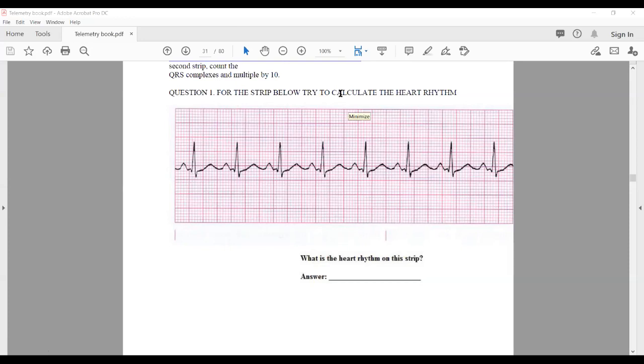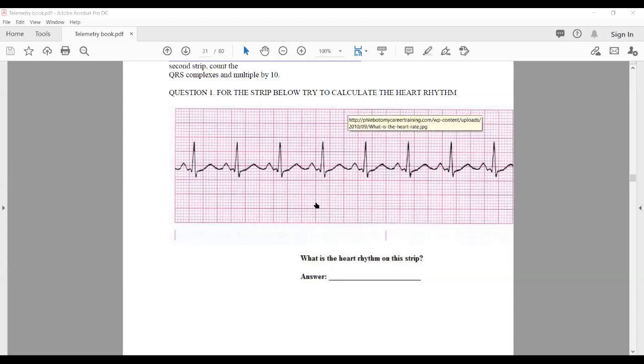Take a minute and let's see what you get. We'll answer in the chat box. What is the heart rate? Let's see what we got. Okay, I've got 140. I've got 78. Very good.